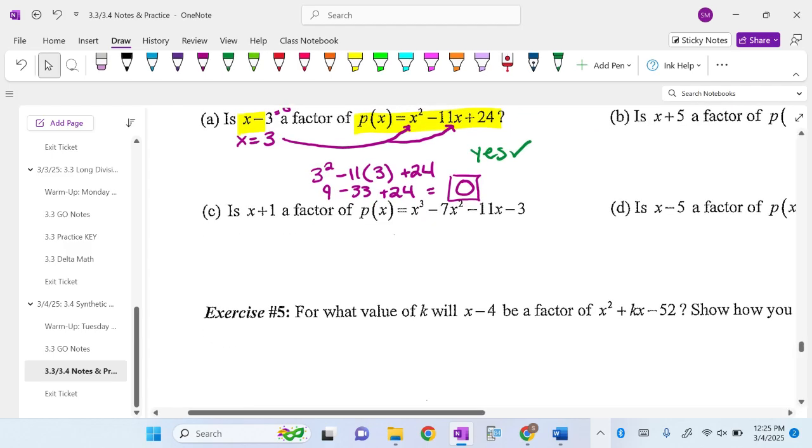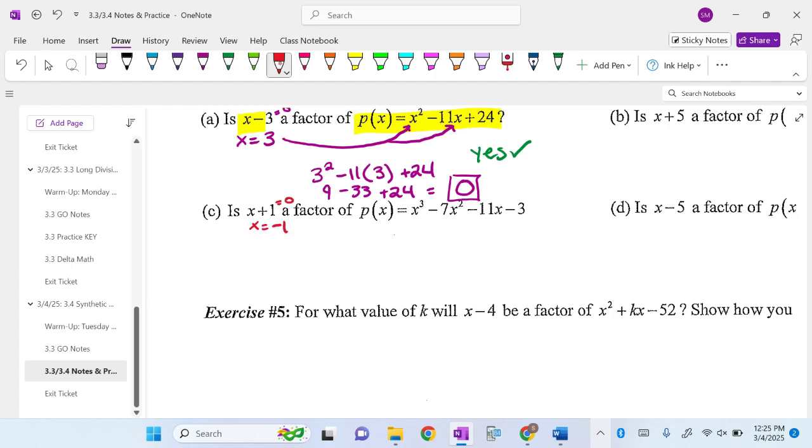One more. Let's try letter C. What am I plugging in for x? Set this equal to 0 and solve, and you get x equals negative 1. Plug it in for every x you see. So I have negative 1 cubed minus 7 times negative 1 squared minus 11 times negative 1 minus 3. If you plug this in your calculator, and you ever raise a negative number to a power, you have to put parentheses around that negative number. Otherwise, it'll mess everything up. Just trust me on this one.